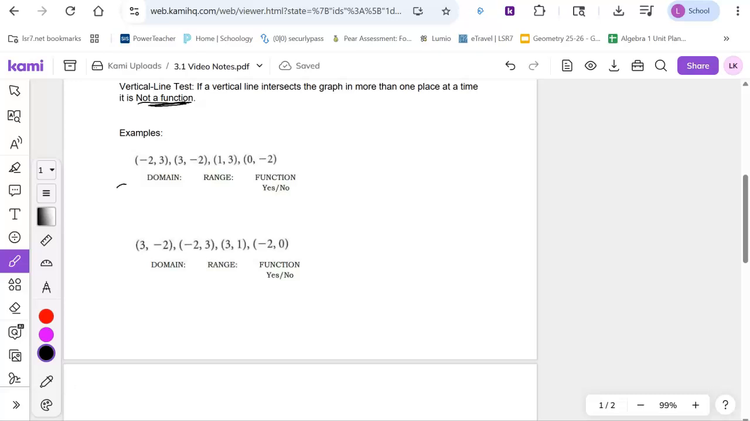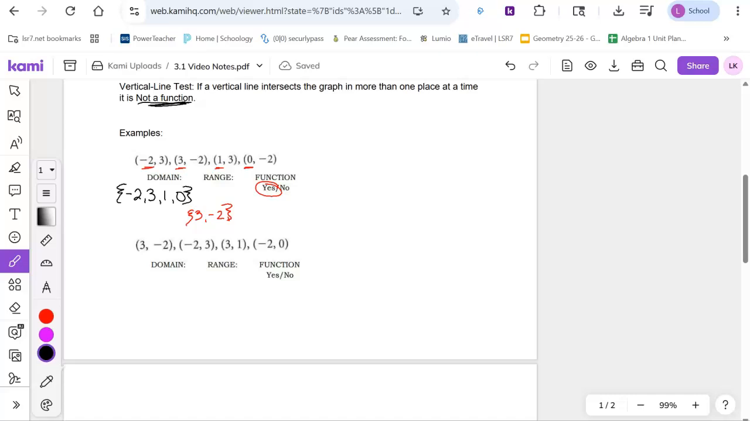So for my domain, my x values are negative 2, 3, 1, and 0. I'm going to change my color for my range. I have 3, negative 2. I do not have to repeat the number, so it's just 3, negative 2. Is this a function? Do any of my x's repeat? No, so yes, it is a function.